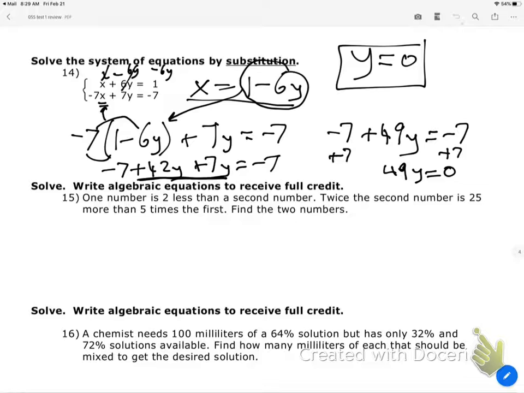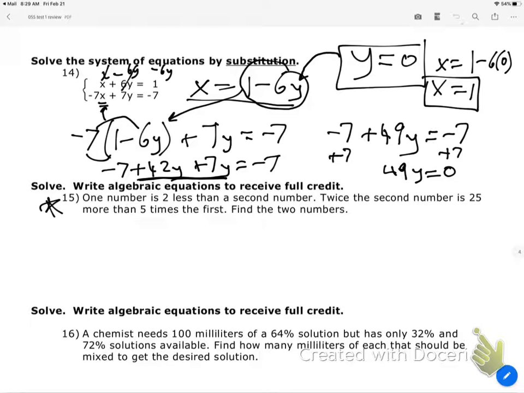Y is 0. Now, can you see, if I just plug it back into here, I'll get what x equals. So x equals 1 minus 6 times 0. Well, 6 times 0 is just 0, so x equals 1, and there's your other answer. Okay? Right, I'll do one of these application questions, and I'll do another video for the rest.